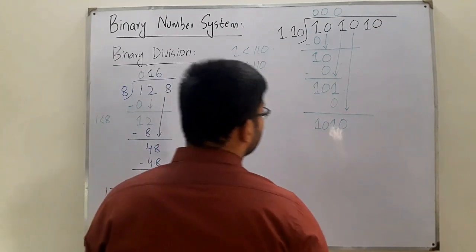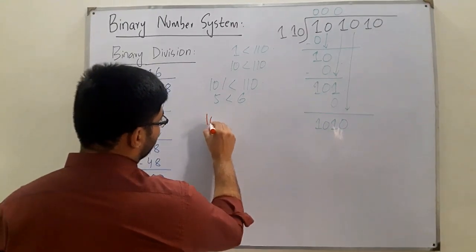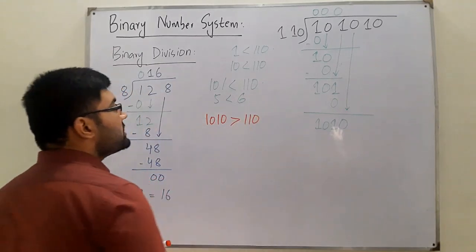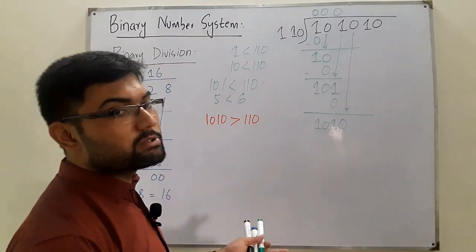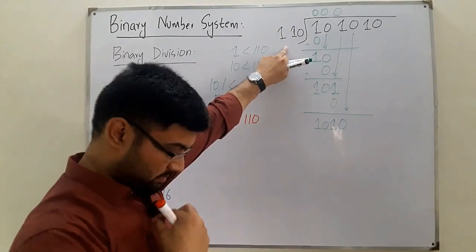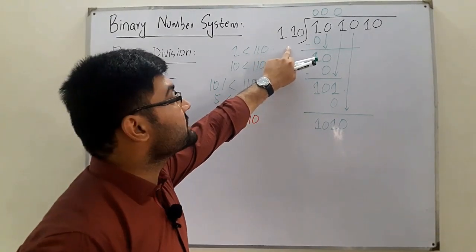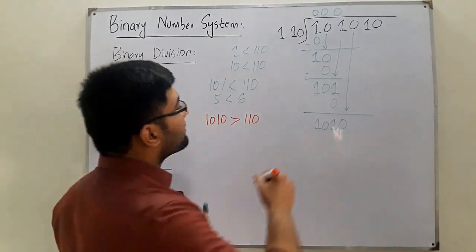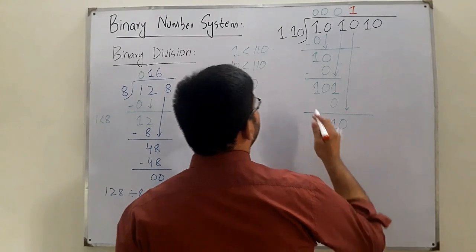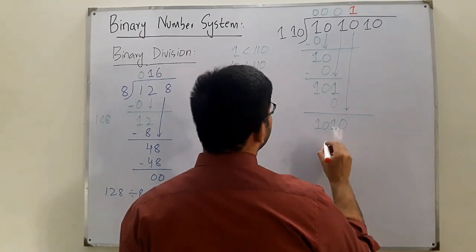Now this 1010 is of course greater than the 110. And you know, in the binary we can only deal with zeros and ones, so we can multiply this 110 either by a 1 or by a 0. So we multiply it by a 1, and we get what?